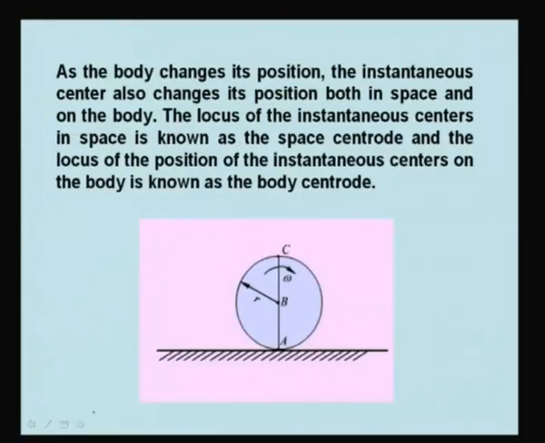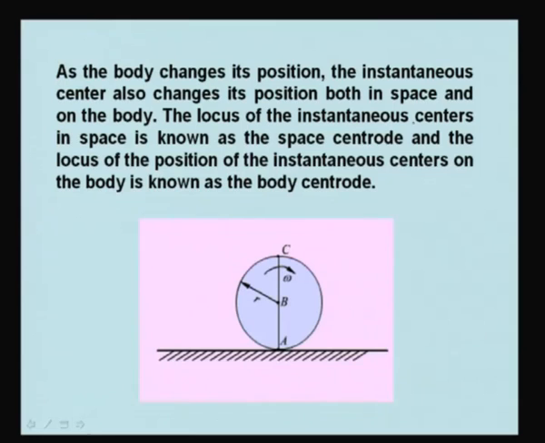Now, as the body changes its position, the instantaneous center also changes its position both in space and on the body. The locus of the instantaneous centers in space is known as the space centrode. If we draw the locus of the instantaneous centers in space, that will be known as the space centrode, and the locus of the positions of the instantaneous centers on the body is known as the body centrode.